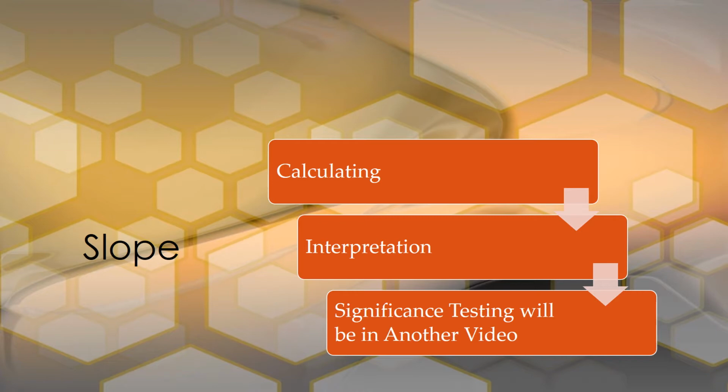In this video, we will talk about calculating a slope, the interpretation of a slope, but we won't get to the significance testing of slope. We need to do that in another video, mainly because we need the intercept first.